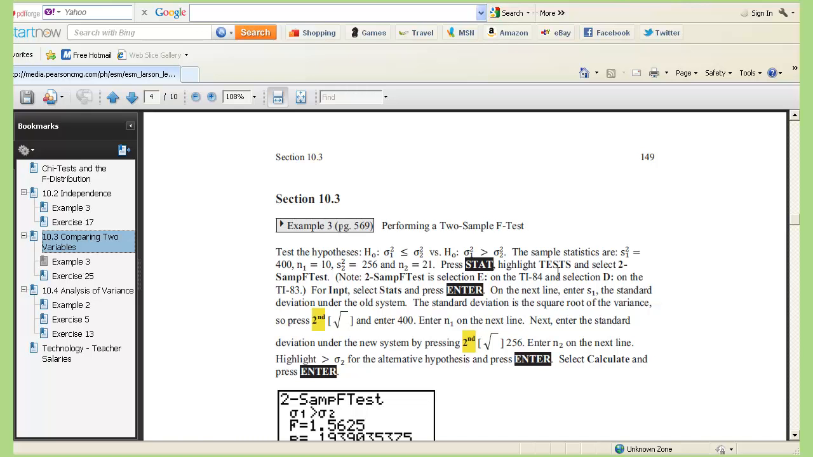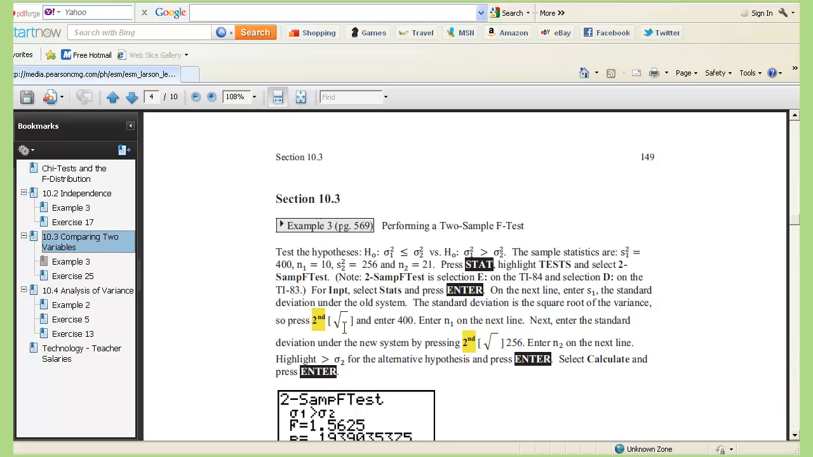And you'll press stat, and you'll go over to test, and you'll select 2-sample F-test. And that one's a little bit hard to find because you have to really scroll down to find it. Once you do that, you're going to press stats because you want to input stats. So you'll scroll over to stats and press enter so that it takes it. Then you're going to do the standard deviation of the variance. Well, the variance is 400.